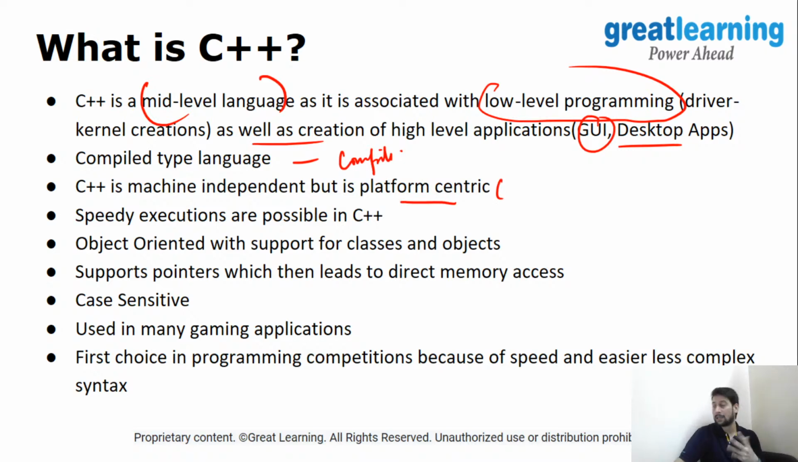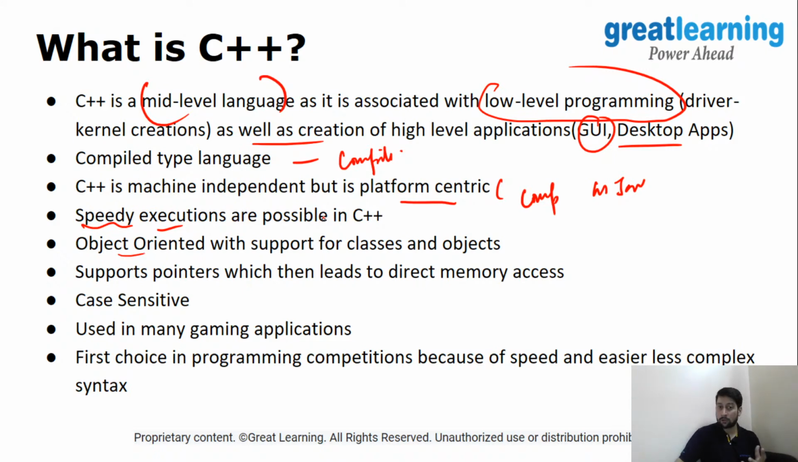When you're dealing with competitive programming, wherein you just need to code out the problem, this language is used predominantly as compared to Java. Why? Because of its speed. The executions are very fast. This speedy execution is possible in C++ with some libraries. STL is there, and all of those help a lot.